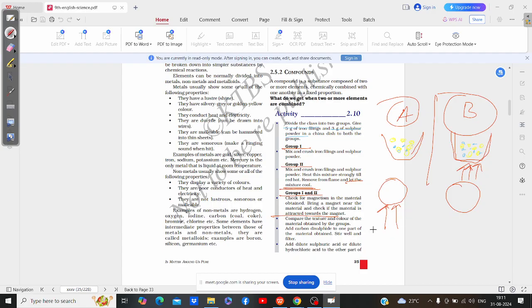Next, what we can do for this material is add the carbon disulfide.